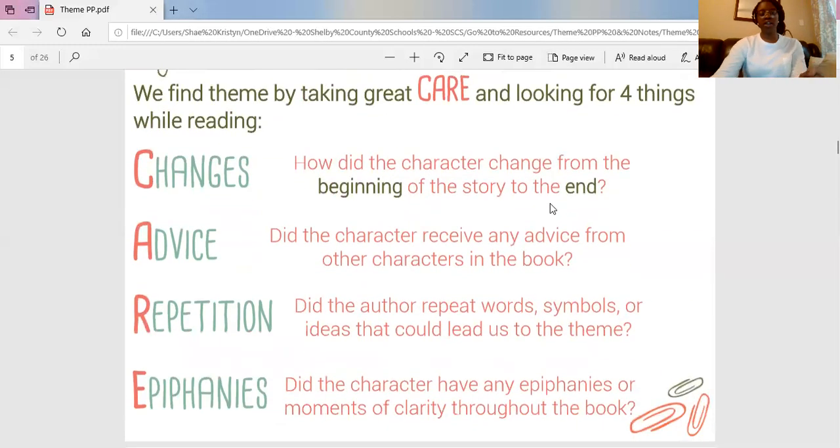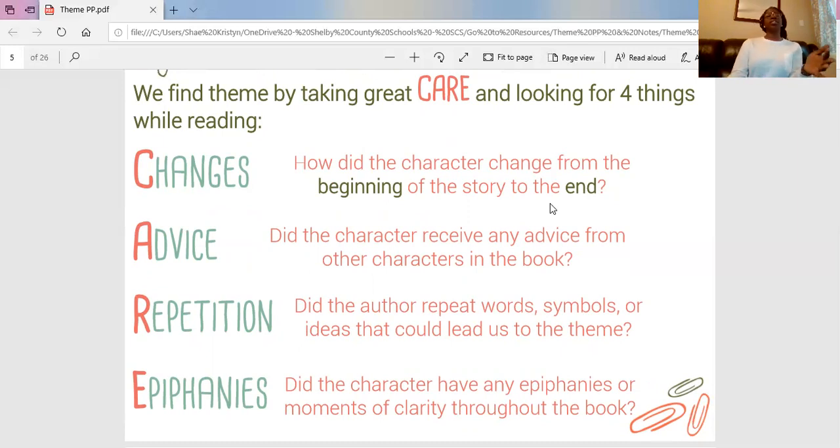How do we find it? So we take C.A.R.E. I'm just going to briefly go over the questions and then we're going to go deeper into them as we go through the lesson. When we are thinking about theme and we take C.A.R.E., we first want to consider the C, which is the changes of the character. How does the character change from the beginning of the story to the end of the story?